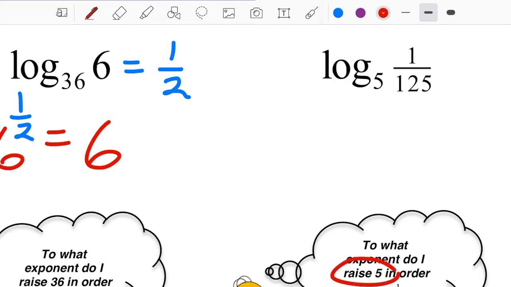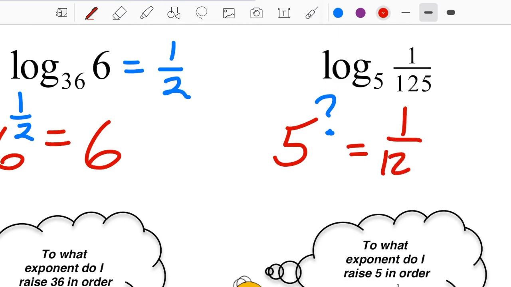To what exponent do I raise 5? In other words, 5 to what power equals 1 over 125? Now, if you're thinking 3, you're close. But the problem is that 3 would give us 125. I want 1 over 125. That's right, it's going to be negative 3.